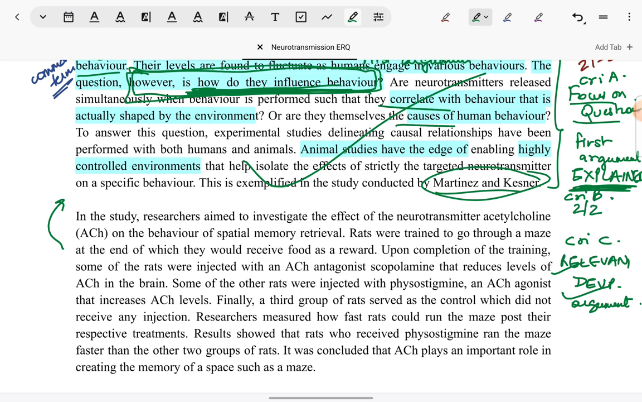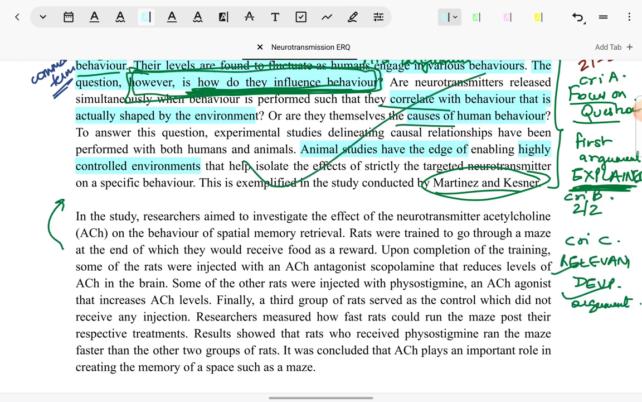Arguments should not be redundant. They should develop the argument. Studies should not be redundant. They should be developing the argument. When you give study after study pertaining to the same argument, you're being highly redundant. So don't do that in your answer.